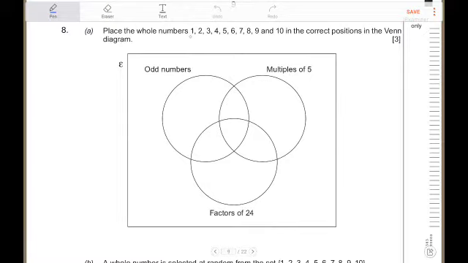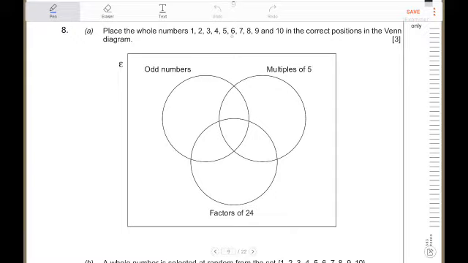Okay, so 1, is it odd? Yes. Is it a multiple of 5? No. So go on to the next one. 2, odd? No. Go on to the next one. 3, is that odd? Yes. Is it a multiple of 5? No. Go on to the next one. Number 4. Is it odd? No. 5. Is it odd? Yes. Is it a multiple of 5? Yes. Is it a factor of 24? Does it divide into 24 without leaving a remainder? No. Go on to the next one.